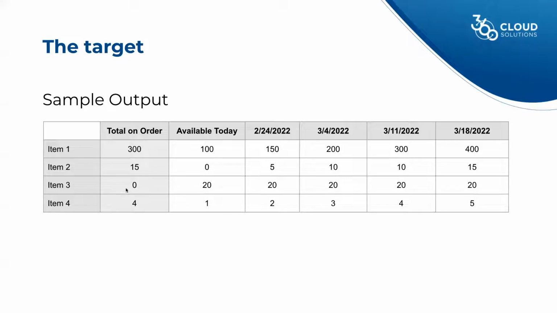Item number 3 here, we have nothing on order, so all we will ever have is what's available today. There are no POs on this one. Item 2, there's nothing available today, and we're going to get some on the 24th, some on or before the 4th, and then some again on or before the 18th. And item 4, we have 1 available today. We're going to get pretty much 1 a week up through the 18th.